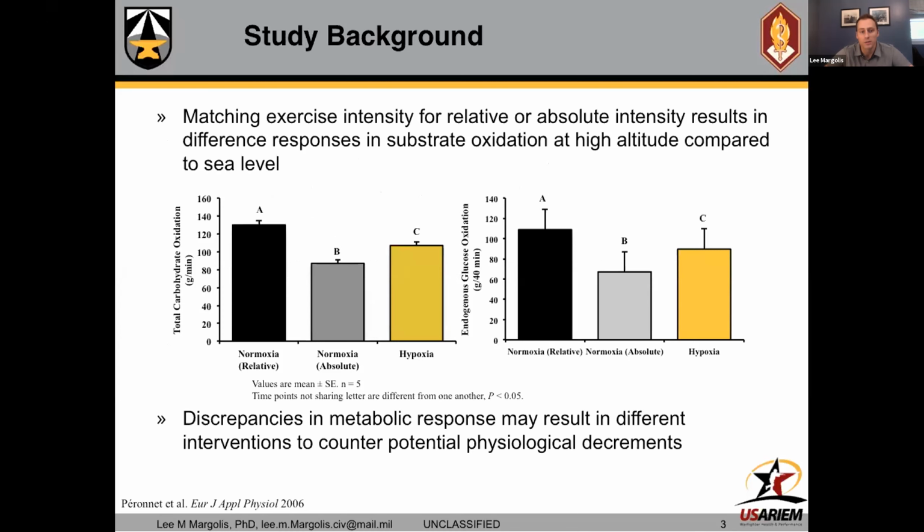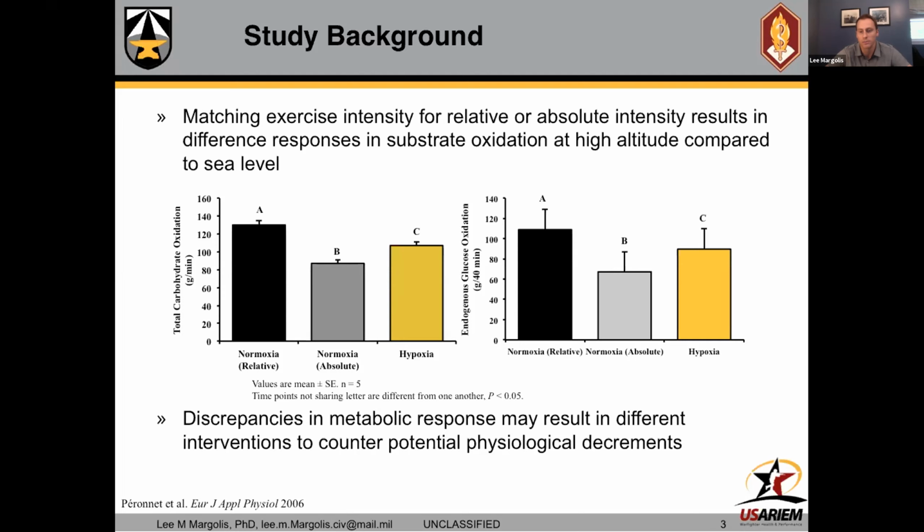So as John very nicely pointed out, depending on if you are matching your exercise intensity under normoxic conditions to hypoxic conditions based on a relative or an absolute workload, you potentially are going to get very different results in total carbohydrate oxidation and its impact on endogenous glucose oxidation during exercise. What's nice is that his lab is very focused on looking at relative exercise intensity matching, while our laboratory is interested in looking at matching for an absolute workload.